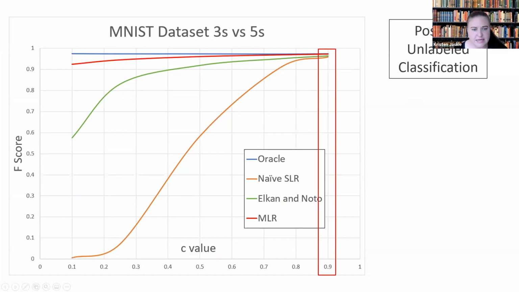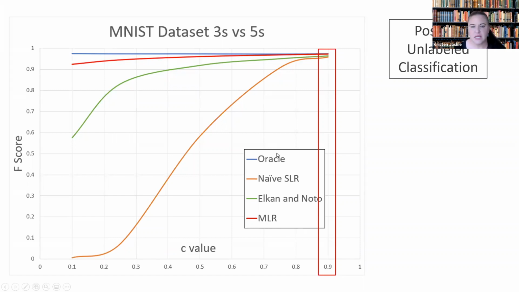Now the way to read this is this bottom axis are these C values. So what this is saying is that 90% of the positive labels or positive data was labeled. And when 90% of the positive data was labeled, all the algorithms did pretty well, right? When most of the data is labeled, the oracle is the supervised learning. It means it sees all, it knows all the labels. It's doing pretty well, right?